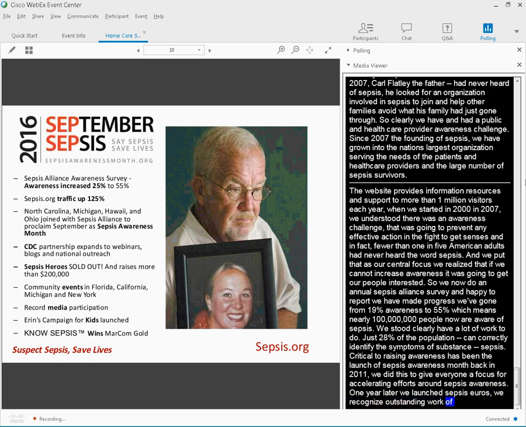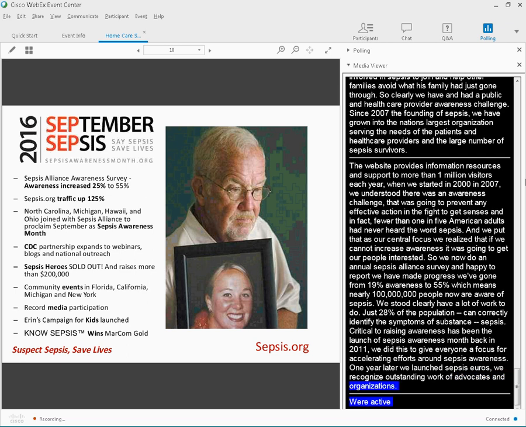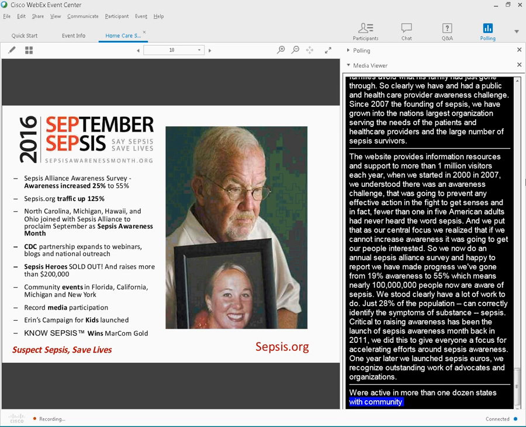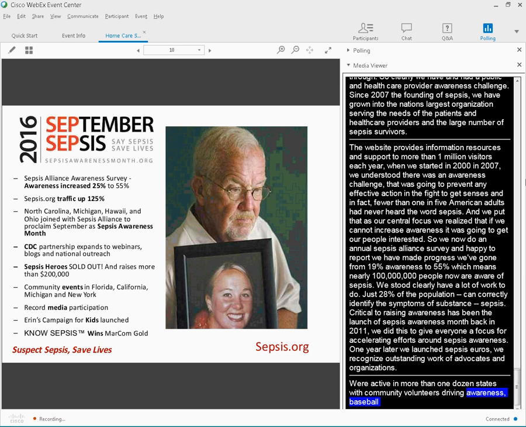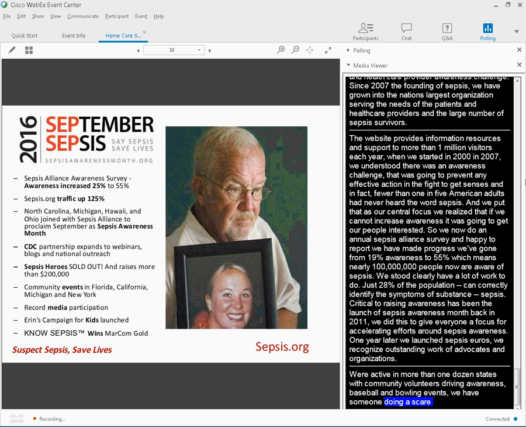We're active now in more than a dozen states with community volunteers driving sepsis awareness events: 5K walk runs, Strikeout Sepsis volleyball tournaments, Strikeout Sepsis baseball and bowling events. We even have someone doing the Scare Away Sepsis Halloween event. And these are all aimed at raising awareness in the community.